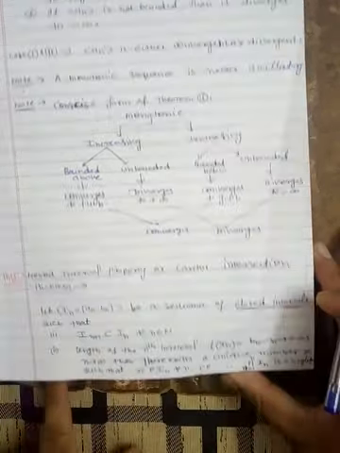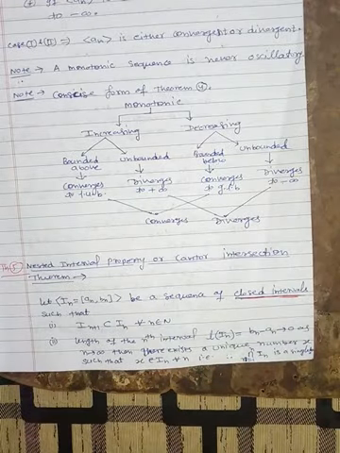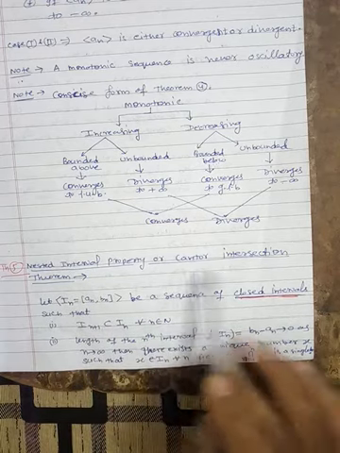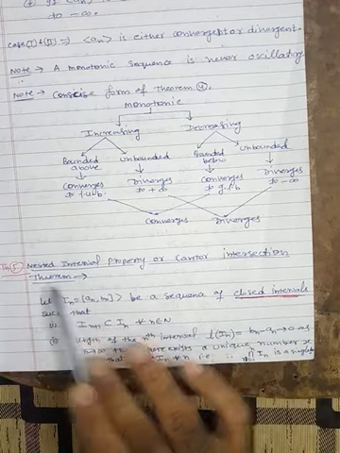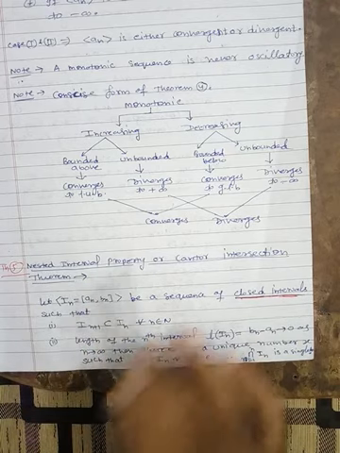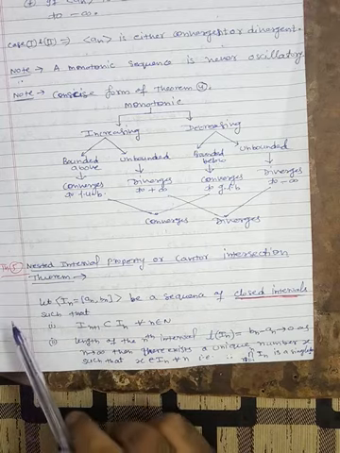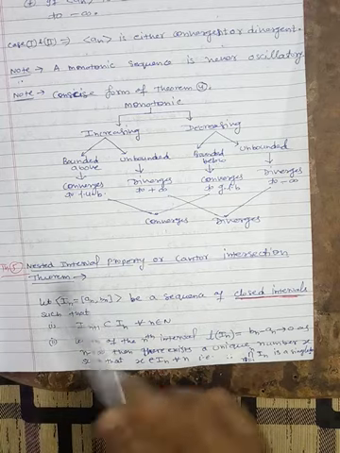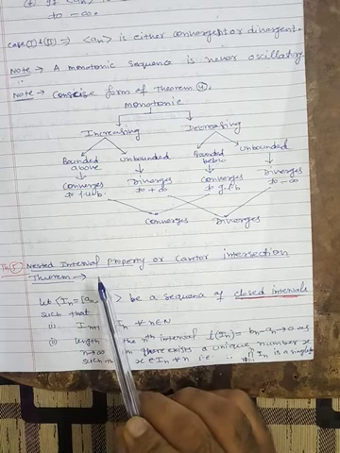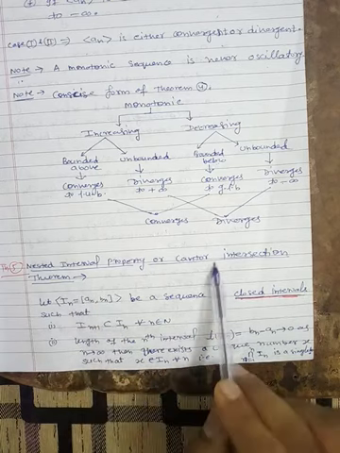Fine. Now we are having this theorem, which is a very important theorem, the nested interval property or Cantor intersection theorem. We are having nested intervals. We have already studied this type of thing when we were discussing set theory. We have already discussed the set of real numbers. So now, the nested interval property or Cantor intersection theorem.